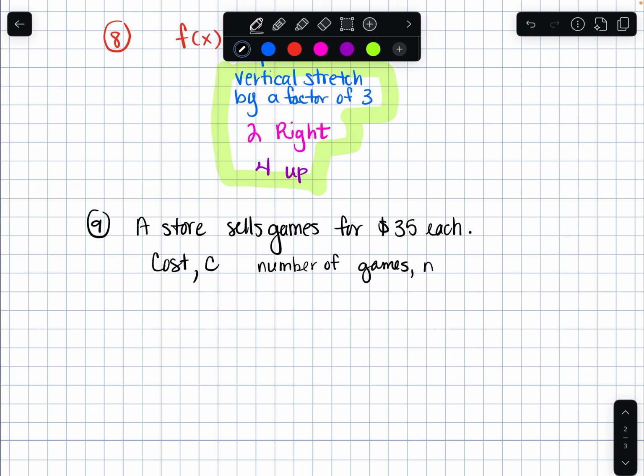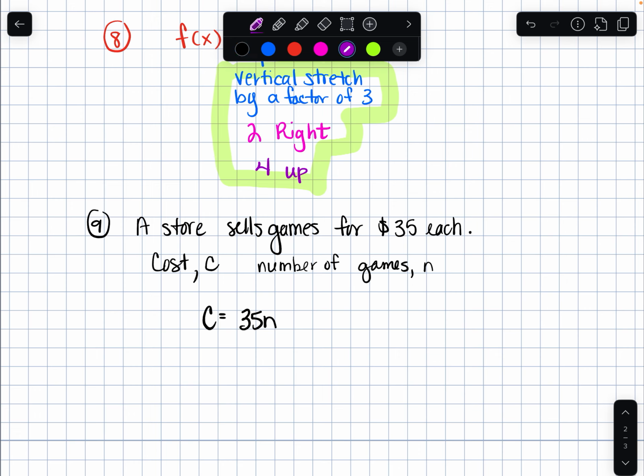So, I mean, we talked about in class how it's multiplication, right? You buy 1, it's $35. You buy 2, it's $70. You buy 3, it's $105, and so on. So we know it's basic multiplication. So writing the function in part should be easy, right? The cost is equal to 35n. Right, that's it. Then it's going to say, hey, is this continuous or discrete?